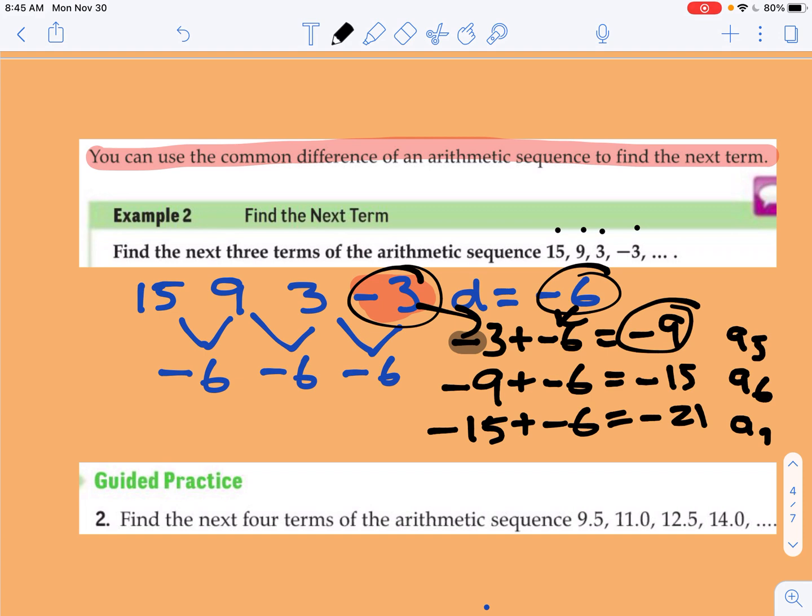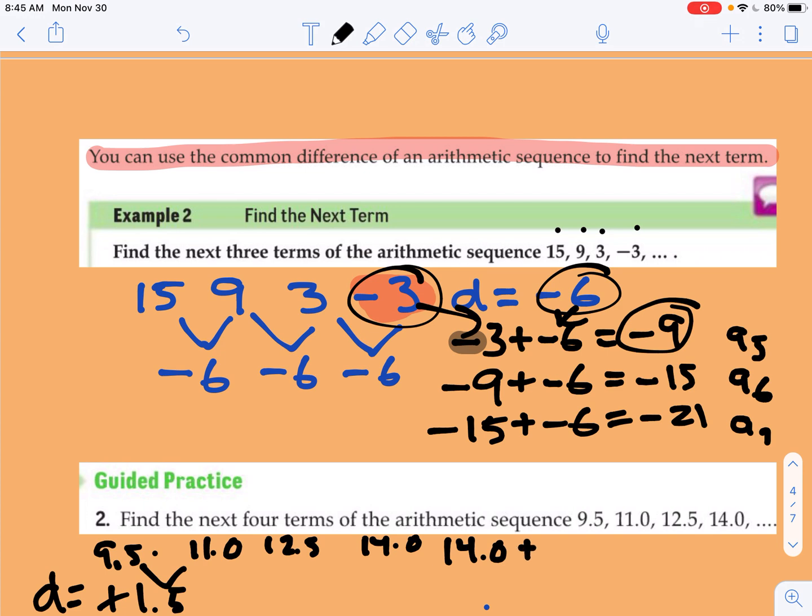Okay, so we've got 9.5 goes to 11, then goes to 12.5, and goes to 14. And it looks like every time it's going up 1.5. So that would be my common difference. My difference is 1.5. So I'm going to start with my last term, which is 14.0, and then I'm going to add 1.5, and that's going to give me 15.5, and that's going to be my 5th term of the sequence.